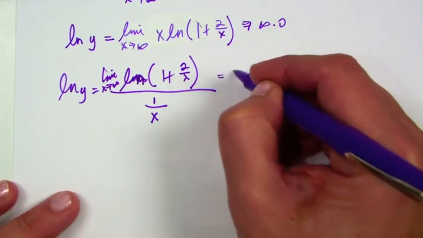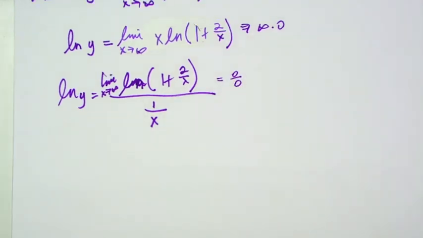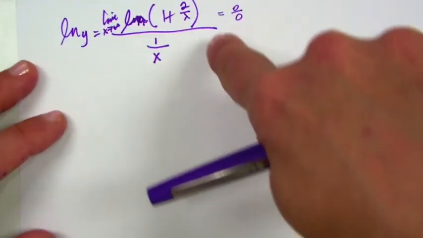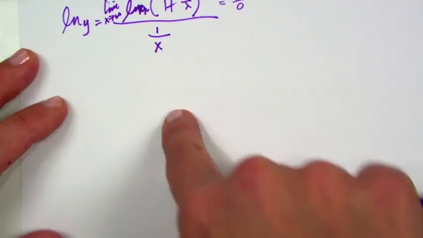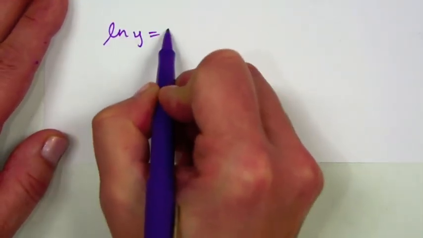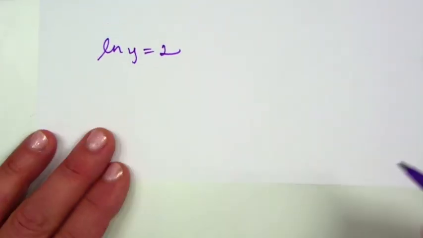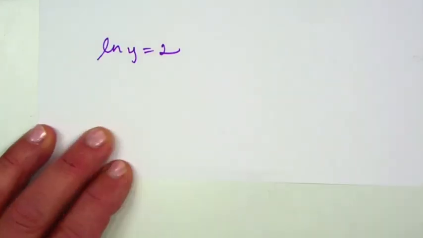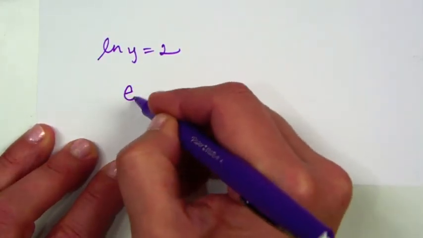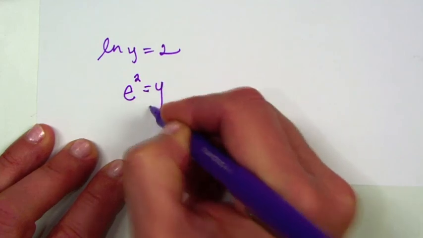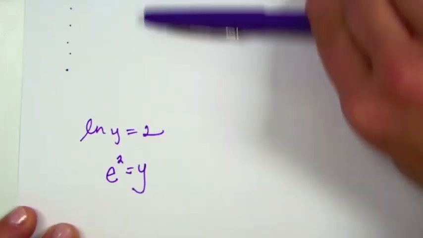Okay? So now I have what? Now what form am I in? 0 over 0, right? Yes. So now I'm in 0 over 0. So now I can start the process of going through L'Hopital's. I'm going to show you, there's going to be a bunch of steps in here that are missing, but I want to show you this last thing here. You will get ln y is equal to 2.